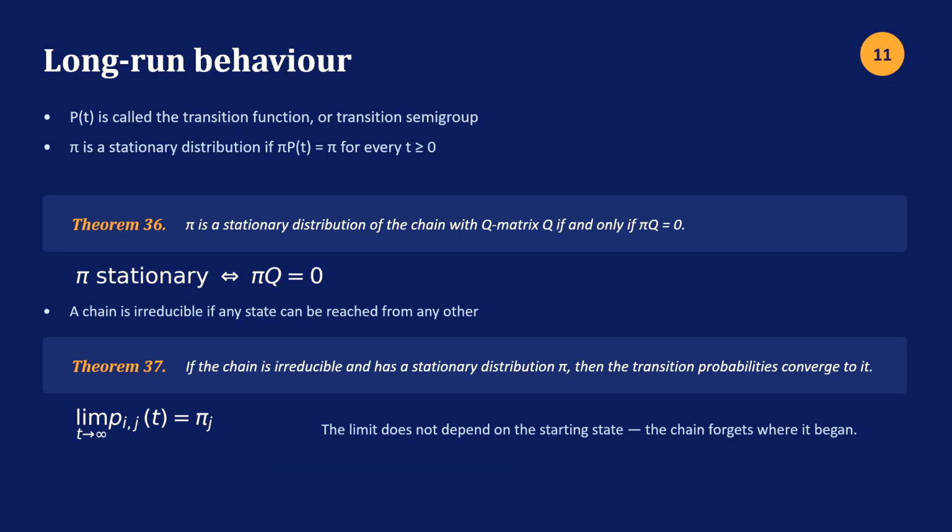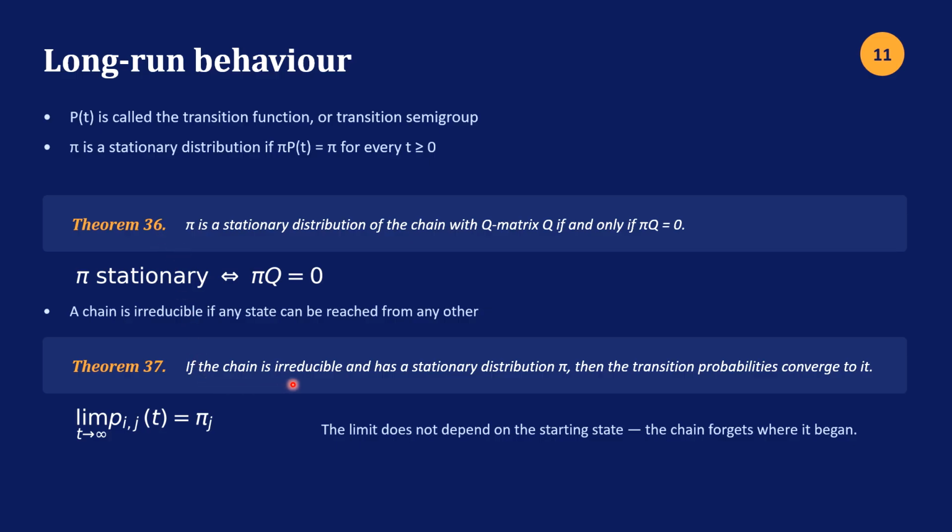We also have the stationary probability for a continuous time Markov chain. It looks very similar to what we had for the discrete case. It's the vector pi, and it's the solution to this equation here, pi times P of t equals pi, where P of t is the transition function we defined earlier. However, there's another way of finding this pi, and that's the solution to the equation pi Q equals 0. So we have if and only if here, which is what I stated in the theorem.